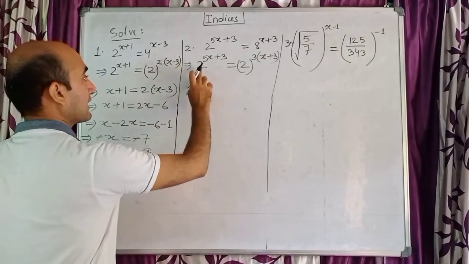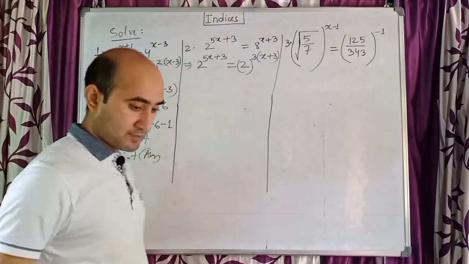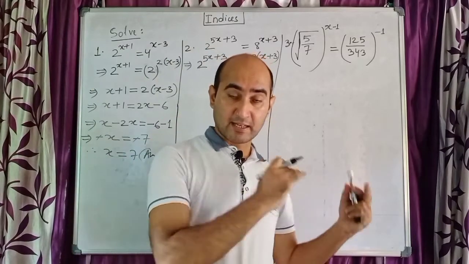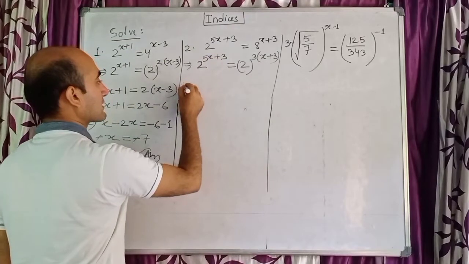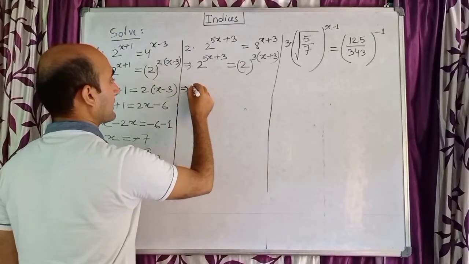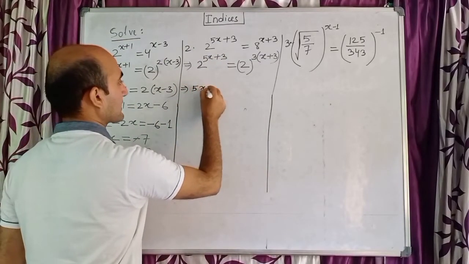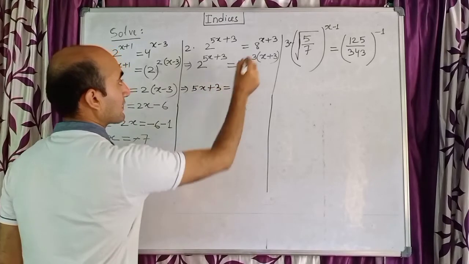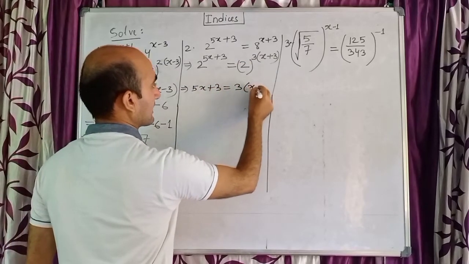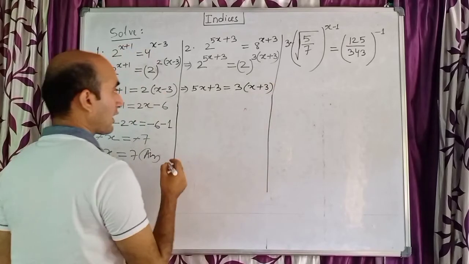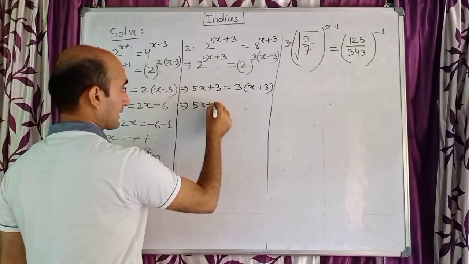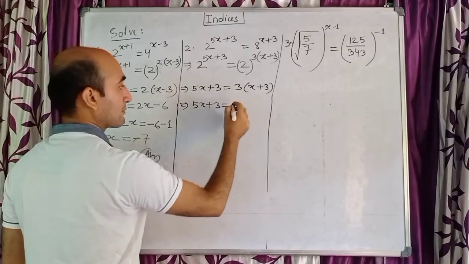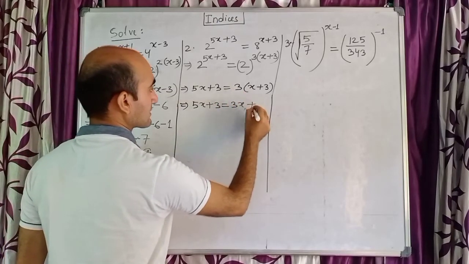So now I can again write both the base are same. So when base are same in the left hand side and right hand side, then power is equal. So power is equal means now I can write 5x plus 3 first power, and second power is 3x plus 3. So now power is equal. Now the left hand side I will write same, and here I will multiply. It will become 3x plus 9.